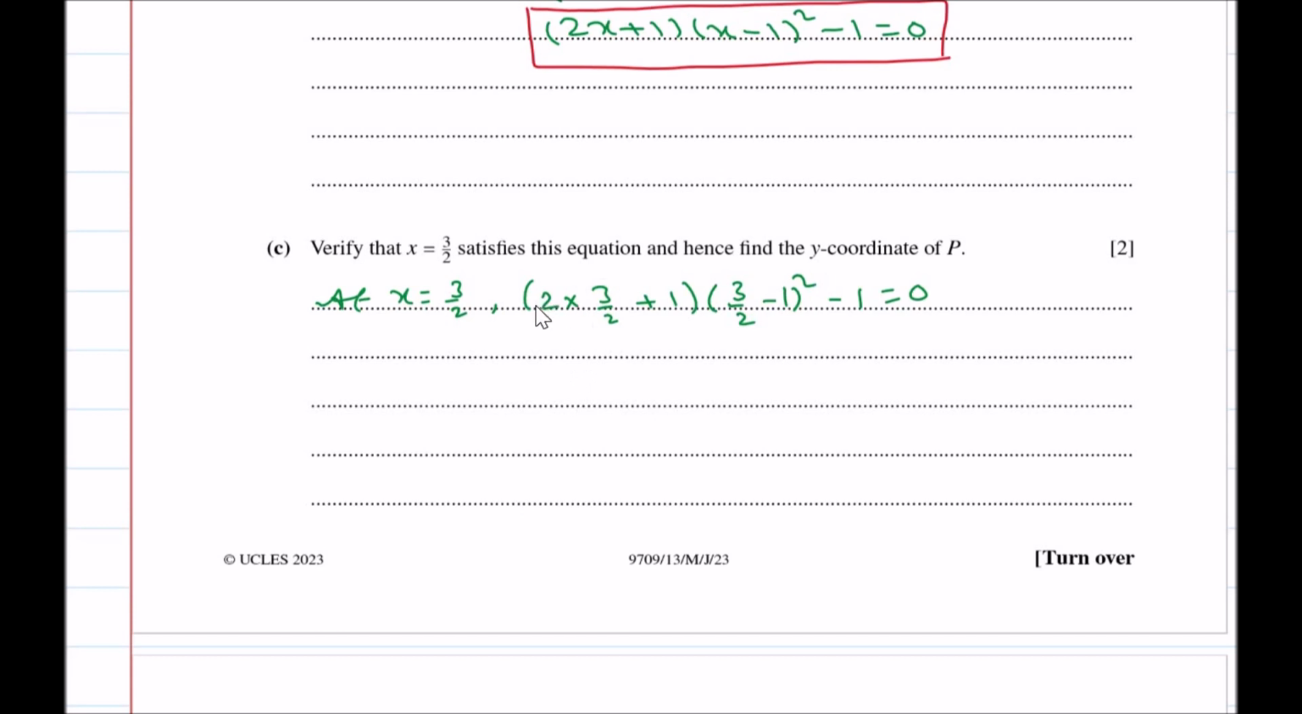Now if you simplify this, the 2s cancel out, giving 4 into, we get 3 by 2 minus 1 is 1 by 2 and (1 by 2) square is 1 by 4, minus 1 equals 0. This implies that 1 minus 1 equals 0. This implies that 0 equals 0. So LHS equals RHS. So what does it mean? That means x equals 3 by 2 satisfies the equation. Okay.